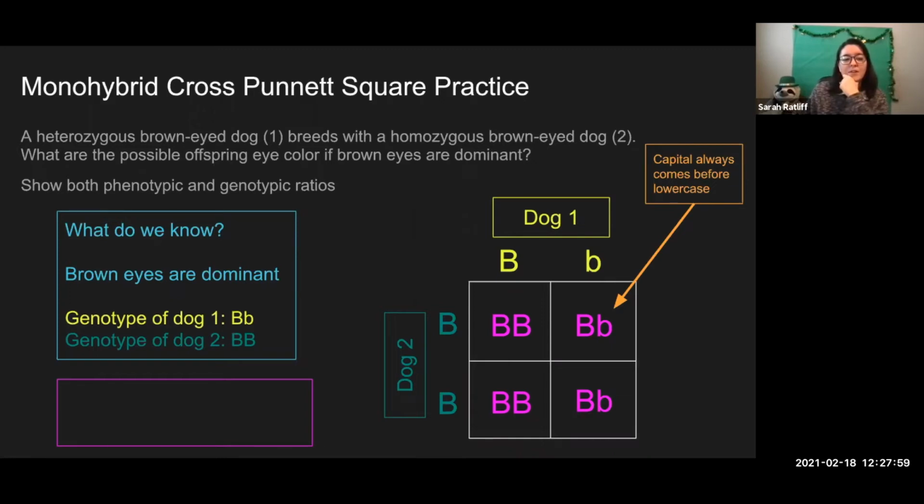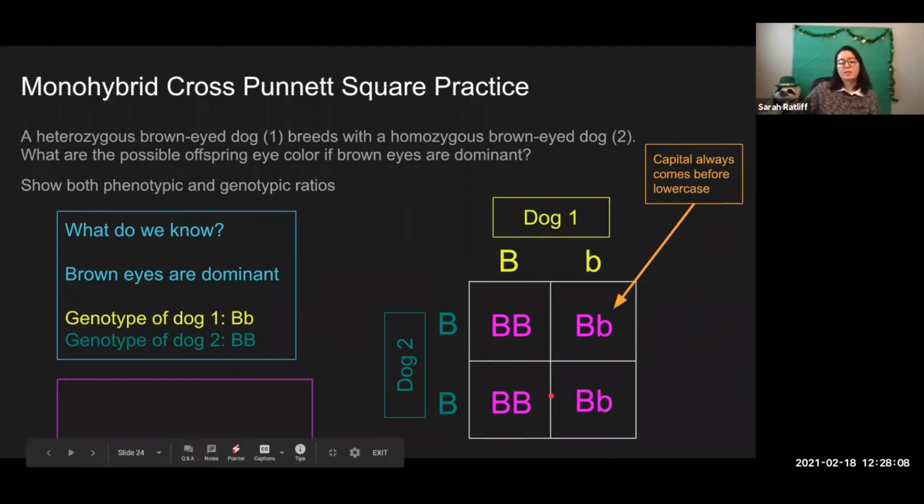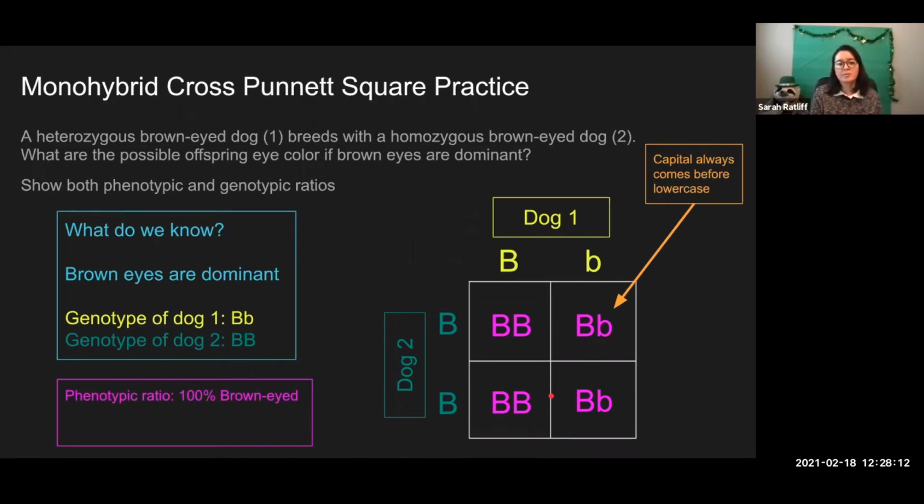So let's start with our phenotypes. Looking here, at least one capital B is in every single one of these squares. So that means 100% of our dogs are going to be brown-eyed. Brown is dominant. We're going to have all brown-eyed dogs.